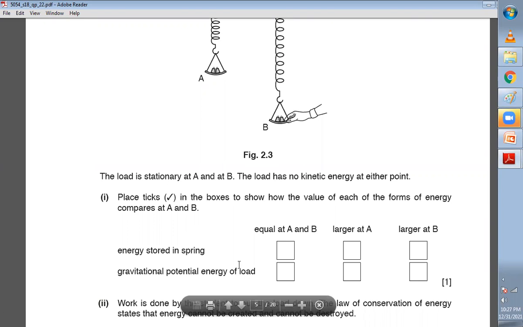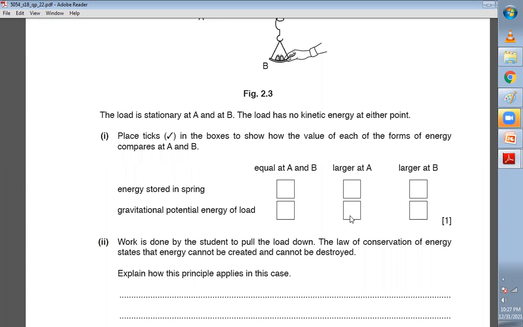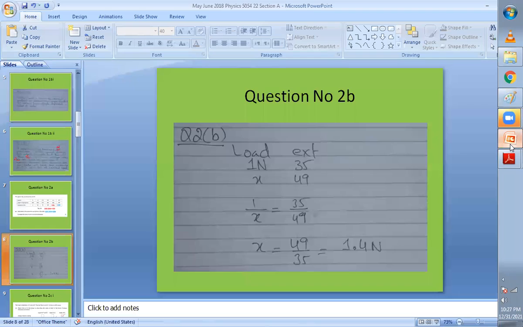Then the gravitational potential energy of the load. Here the height of the load is larger, higher. And here the height of the load from the ground is smaller. So less height here. Because the height is larger, the load will have higher gravitational potential energy at position A. So put larger at A. Put a tick here. Let me show you.